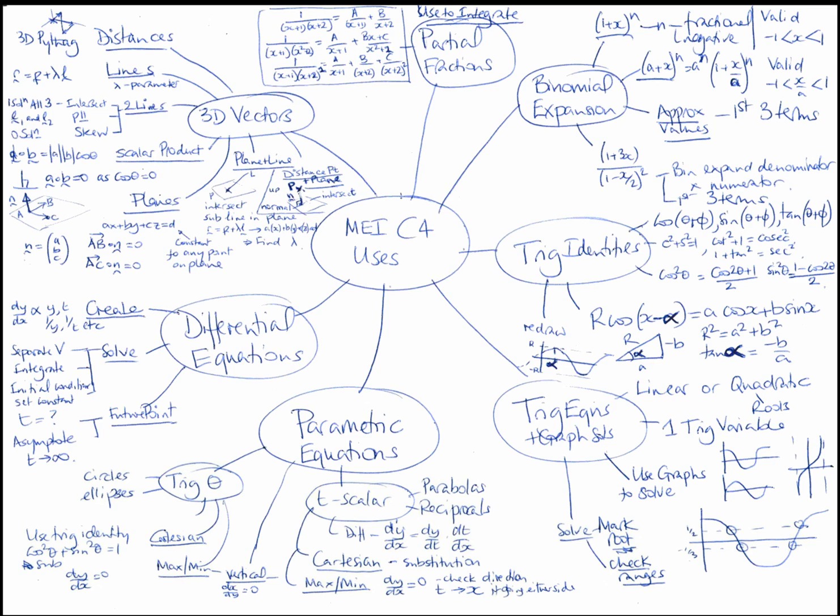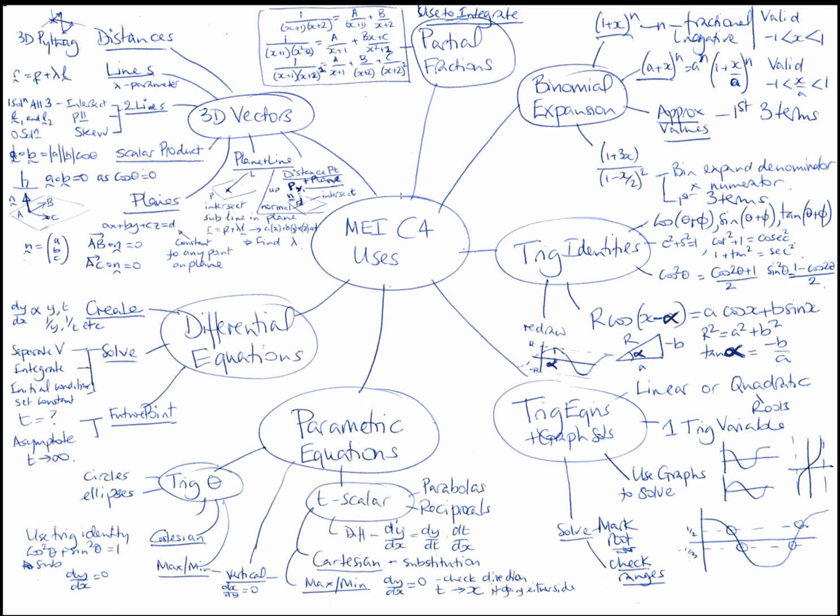Trig identities, you need to know your cos of 2 angles, your identities that go with it, and also your cos squareds into double angles. R cos(x minus alpha) for an expression a cos x plus b sin x. So effectively here we're going to find the magnitude and we're going to find the phase angle. So we're going to find R and alpha using the formula, which allows us then to find the maximum value and solve equations with it.